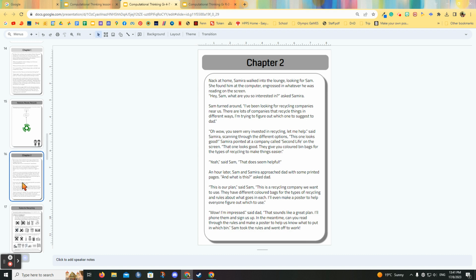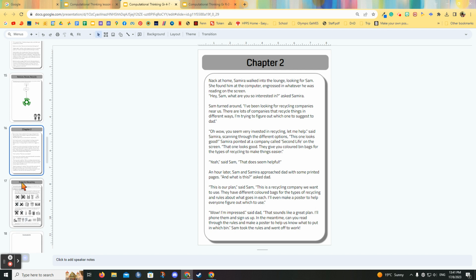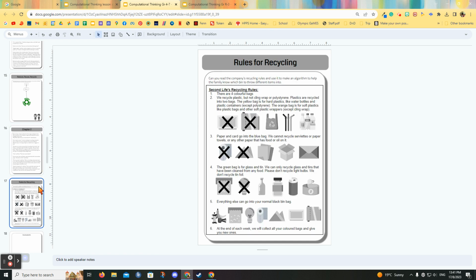In chapter 2, they are talking about rules for recycling. Companies that recycle have rules about different color bin bags and what you can put in those bags in order to recycle. And Dad talks about asking them to make a poster to know what to put in each bin. So over here, these are the Second Life's recycling rules. It talks about the colorful bags and what is allowed in each bag.